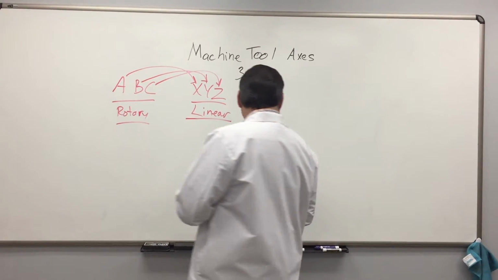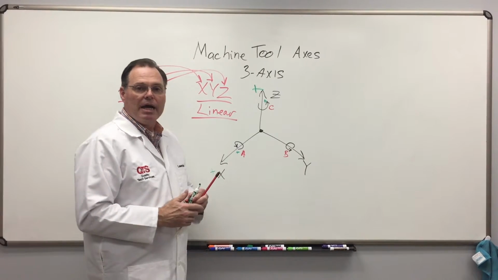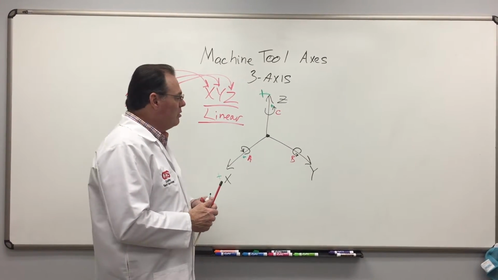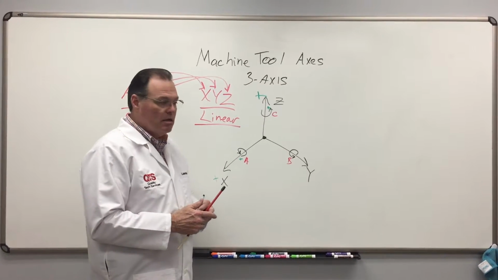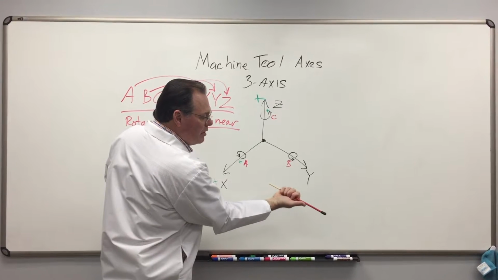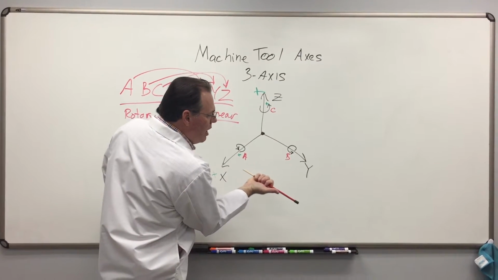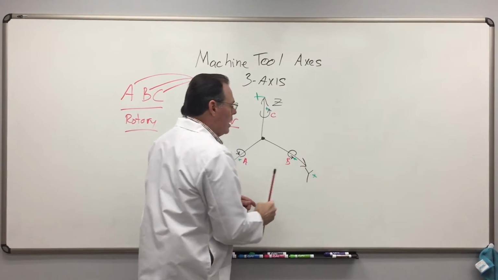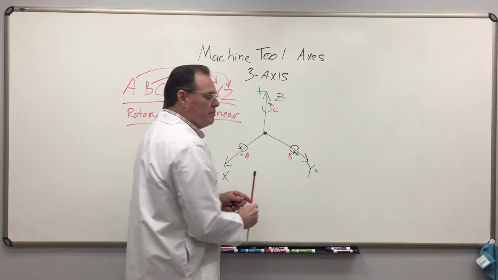And the same thing with B. If I have a B-axis rotary table on the y-axis and I rotate around the y-axis, I'm rotating this direction with my finger in the plus direction as y goes plus this way. Now I am plus in my B direction.